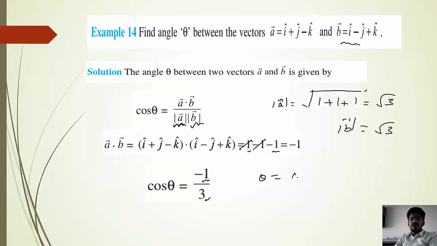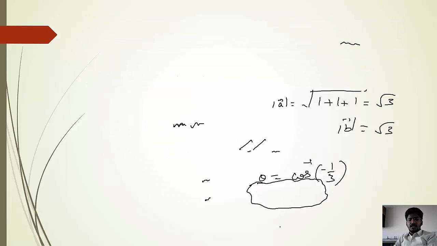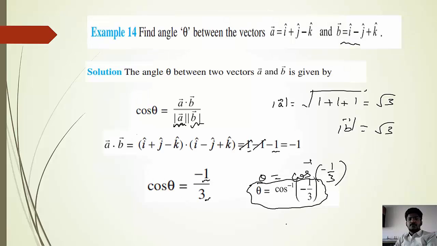So, theta will be equal to what? Cos inverse of minus 1 by 3. See here. Theta will be equal to cos inverse of minus 1 by 3. You can see this. Clear? Hence the angle is cos inverse of minus 1 by 3. Okay. So now let us go for the next problem.